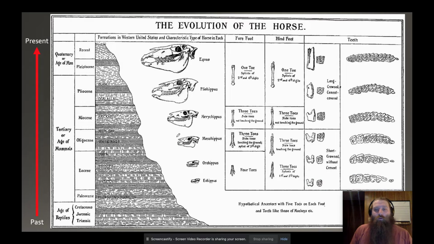When we keep moving forward, we have Pliohippus, right? We'll go 1, 2 more. We've now gotten to where from 3 toes to 1 toe on both the front and the back, and we're starting to get this much longer tooth, all right? And then finally we have Equus, which is the modern horse, okay? And you can see that the tooth has gotten much longer than the ancestral horse. So we can see changes in the horses over time.